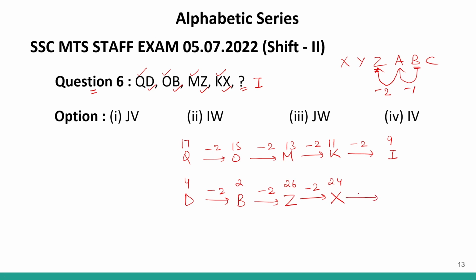Now we will continue the same pattern, minus 2, and I will get 22. At the 22nd forward rank we have V. So my next element will be V. So my missing elements are I and V, which is option number 4. So option number 4 is the correct answer to this question.